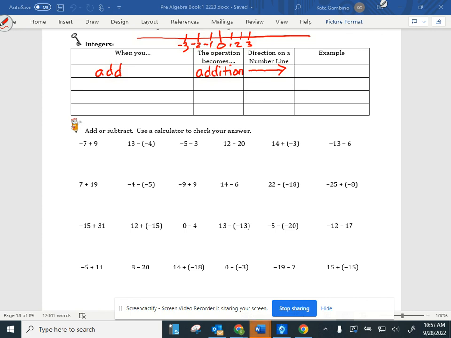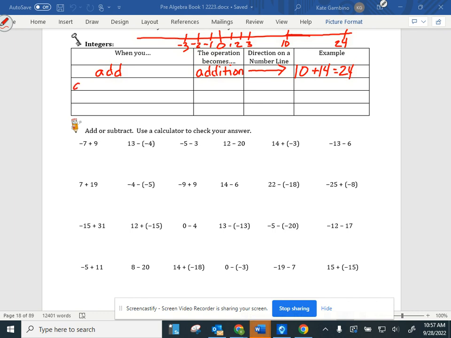An example would be 10 plus 14 equals 24. So I would start at 10, I would add on that 14 all the way till I get to 24. So I'm going to the right.